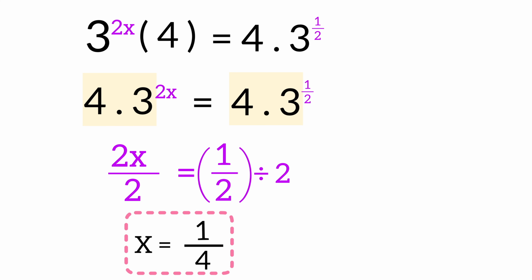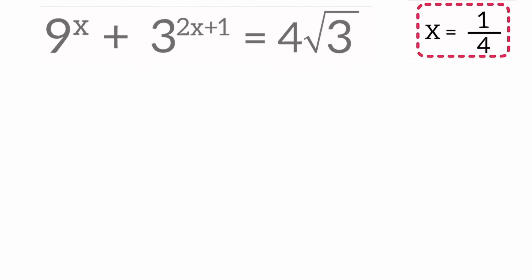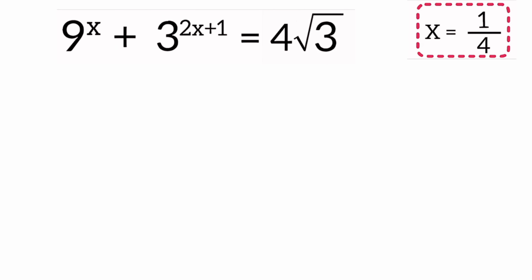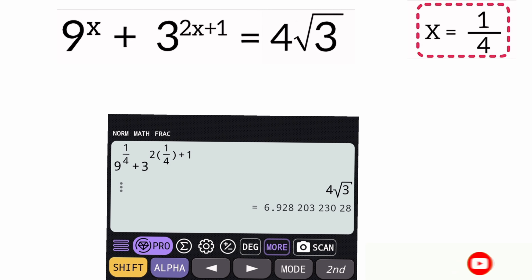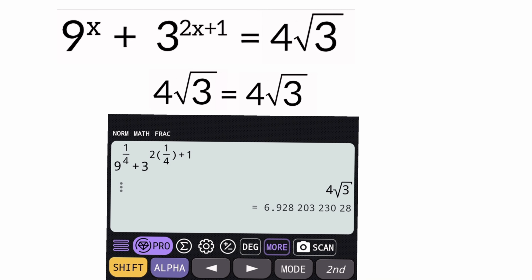Now to check if this is the right x value, you have to substitute this value for x in the original equation. The right value of x will balance the left-hand side of the equal sign with the right-hand side. If we substitute 1 over 4 for x, we get 4 root 3, which balances the right-hand side. So 1 over 4 is the right x value.